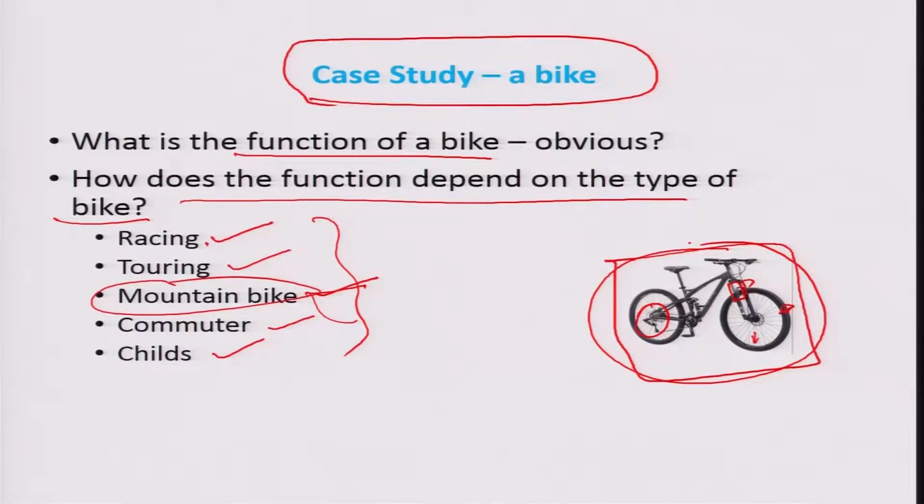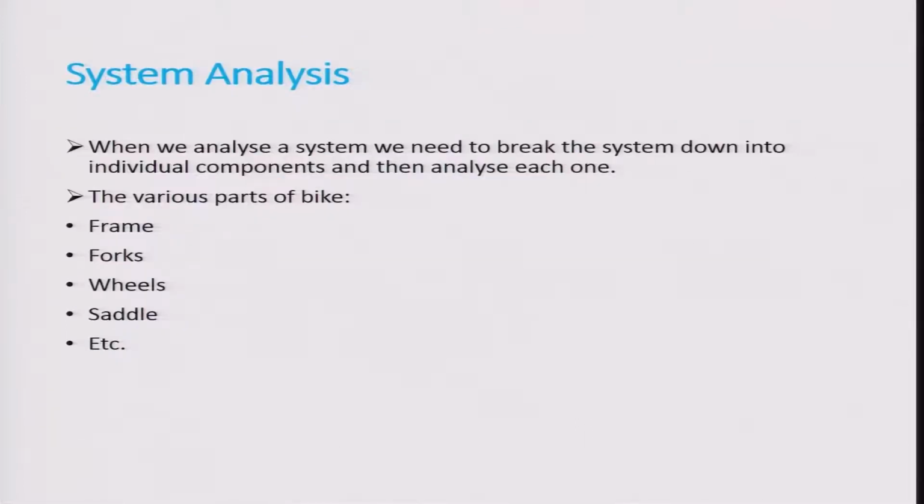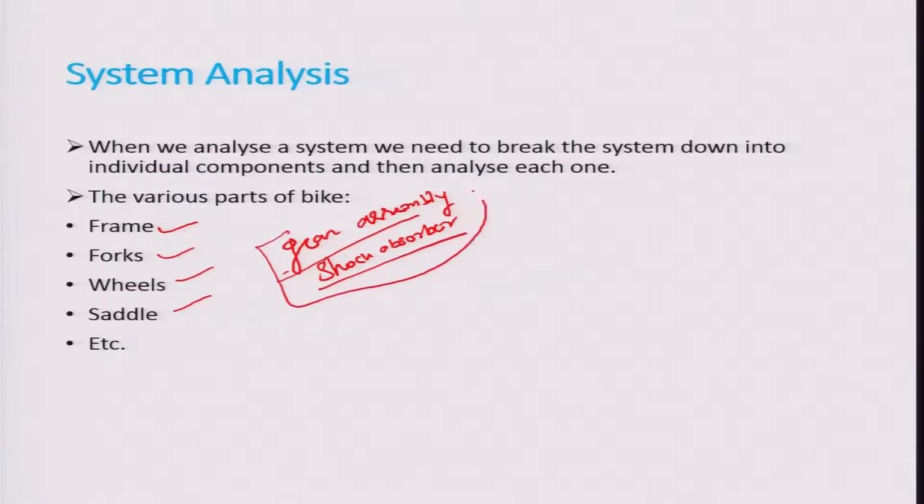To make a mountain bike, first you have to divide it into components. Each cycle has a frame, fork, wheel, and saddle, and for a mountain bike you will also need a gear assembly, a shock absorber, and these kinds of things are required to fabricate a mountain bike.